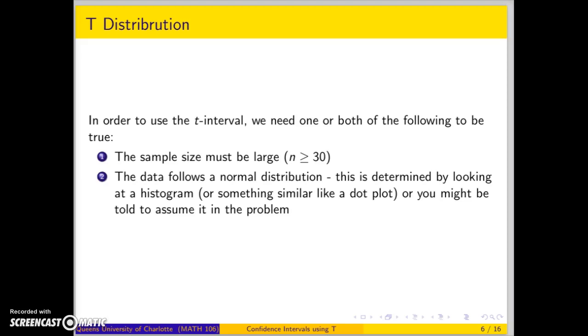So always check to make sure that these requirements are met. In one of the homework questions I just want to mention, it asks what does it mean for the t-interval to be robust against violations of normality. All that means is even if you don't have a normal distribution, you can still use the t-interval if the sample size is large. And in most cases, the t-interval is used instead of the z. It's just the z-interval is not really used much in reality.